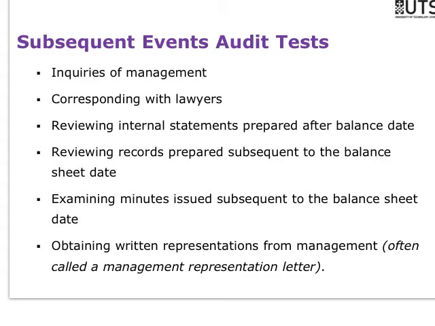Okay, so what are the types of tests that we might want to conduct to figure out these subsequent events? It's just a matter of talking to management, talking to lawyers, looking at internal records and statements after the balance date. You might want to consider meeting minutes. You might want to show up to directors' meeting minutes, sit around, see what they say, and pick out any events that may be relevant that occurred after the year end. And we might also want to obtain written representation from management to have them clarify any events that have occurred after the year end.